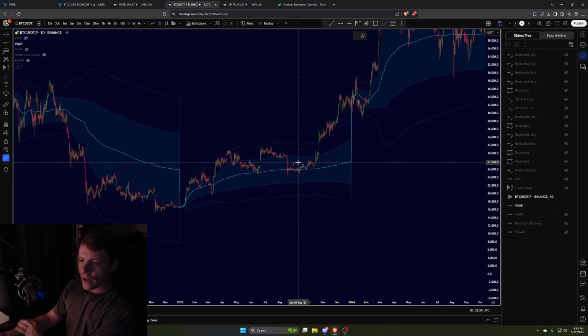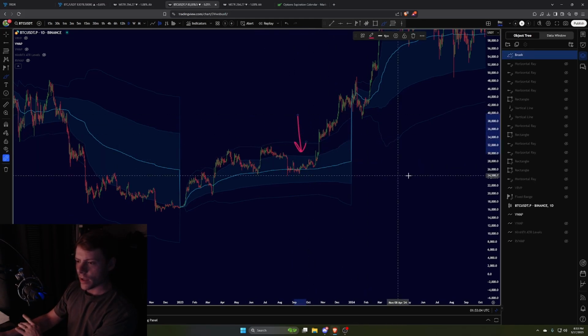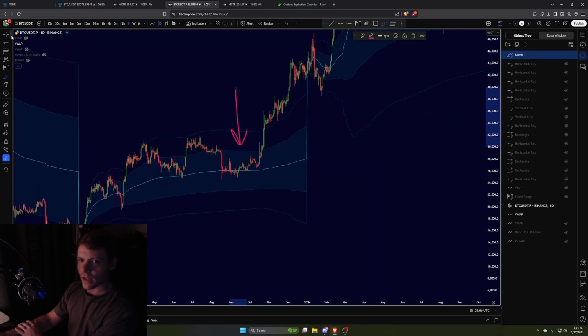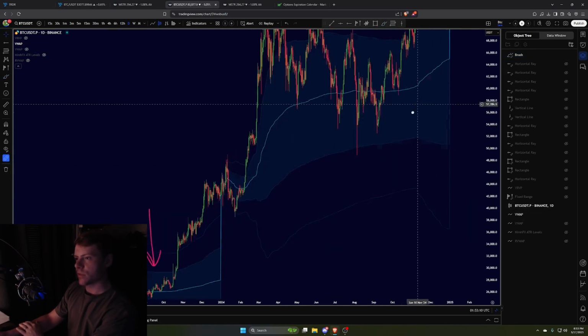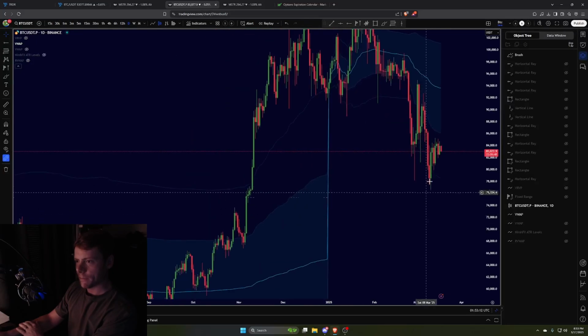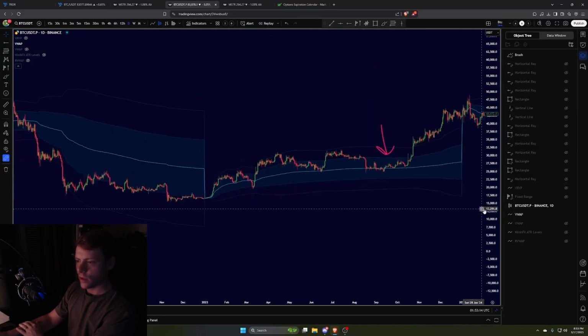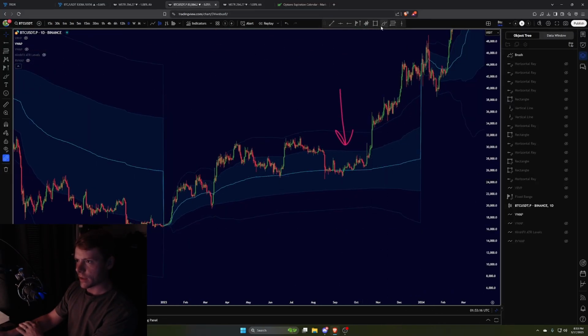Another way I like to use this is a value area high play, especially on the higher time frames. This is a yearly VWAP, so if it's fresh, it's not going to be as good as this one. But I do love to use it around stuff like this.